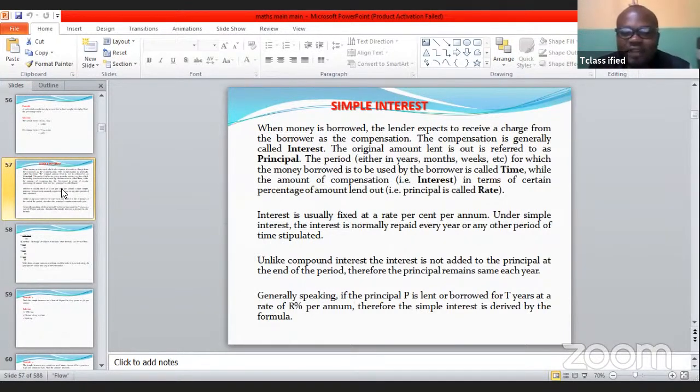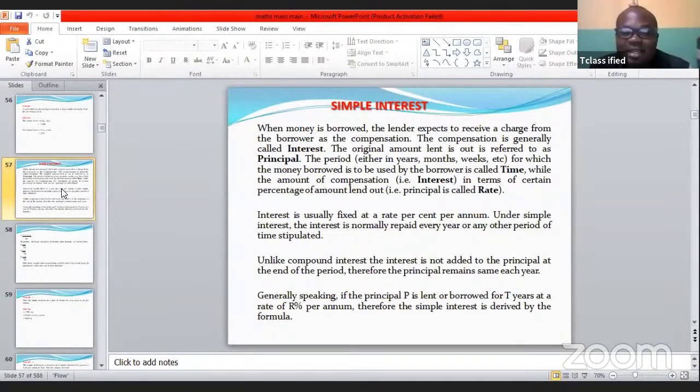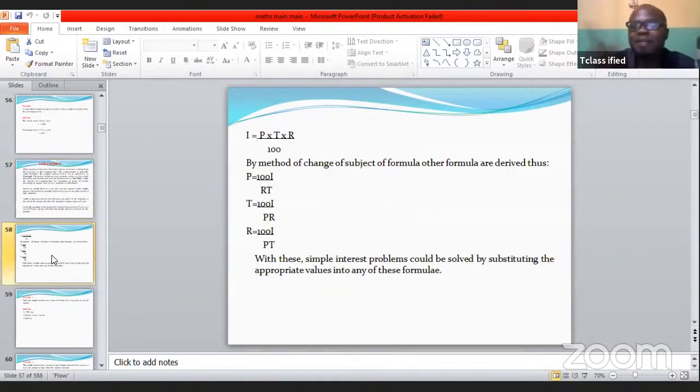So generally speaking, if the principal P is lent or borrowed for time T years at the rate of R% per annum, therefore, the simple interest is derived by the formula. So let's look at the formula of simple interest. I is simply equal to the principal times the time, which is the period the money is used, times rate, all over 100. That gives you the interest. So that is the formula for simple interest. You have to know this formula, because this is where you see very simple calculation.